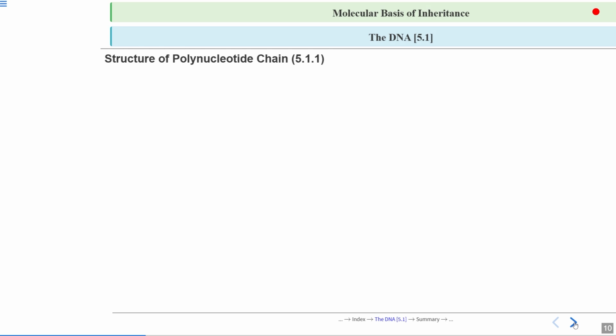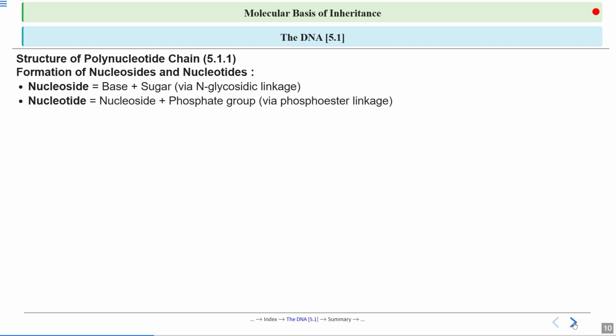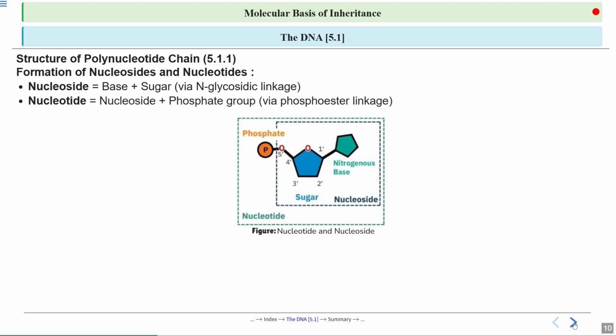Now, formation of nucleosides and nucleotides. So what is this nucleoside and nucleotide? You guys pay attention, because this is something confusing. People can get confused in it. So what is this nucleotide which you are talking about? It is nucleoside plus phosphate group. So here you understand like this.